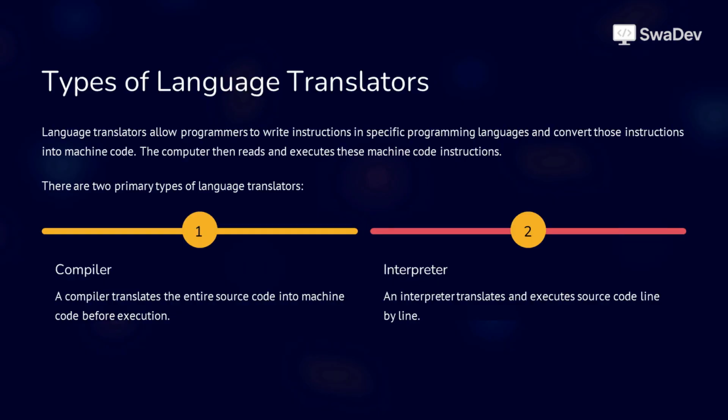In the previous lesson we said that we need a language translator to turn our source code into machine code. So what is a language translator? Language translators allow programmers to write instructions in specific programming languages and convert those instructions into machine code, or machine instructions. Then the computer can read and execute these machine code instructions and perform the relevant task. There are two primary types of language translators. The first one is the compiler and the other one is the interpreter. A compiler translates the entire source code at once, but an interpreter translates the source code line by line.